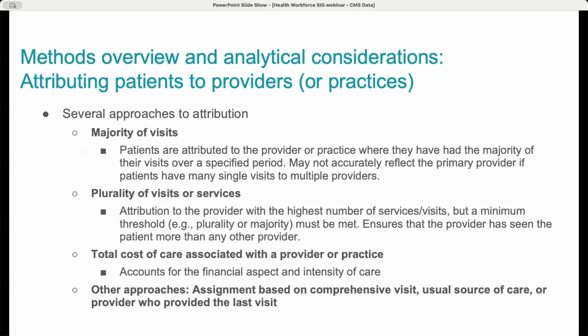There's plurality of visits, which is similar, where we have the highest number of services or visits, but the minimum threshold must generally be met. And that ensures that the provider has seen the patient more than any other provider. There's also total cost of care associated with a provider or practice used for attribution. And that accounts for the financial aspect as well as intensity of care or services. And there are multiple other ways, but I would say the top three are the most common.